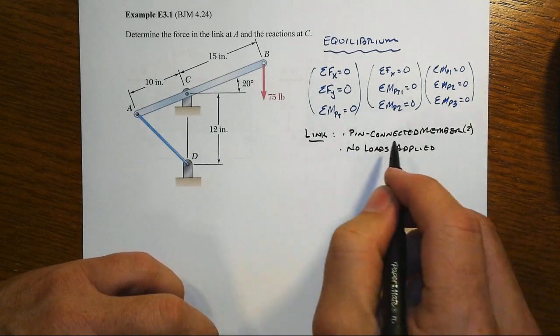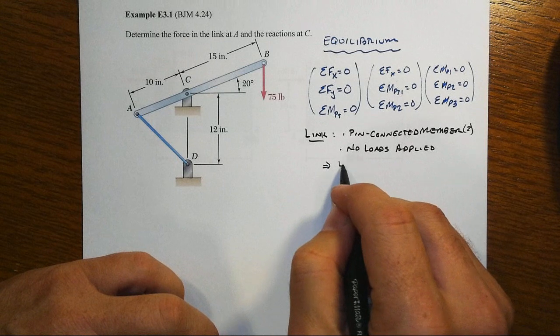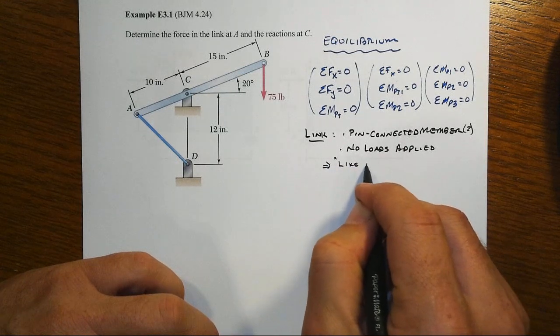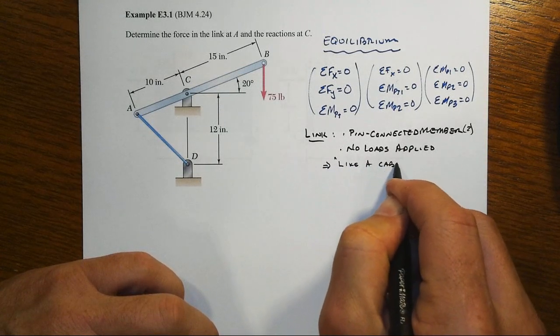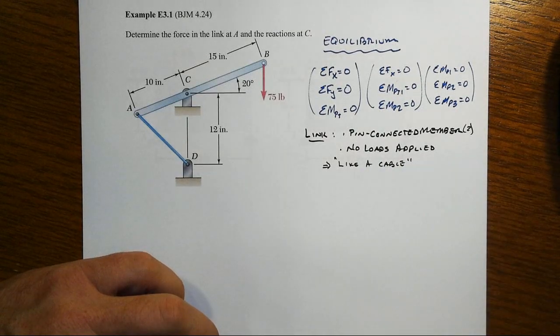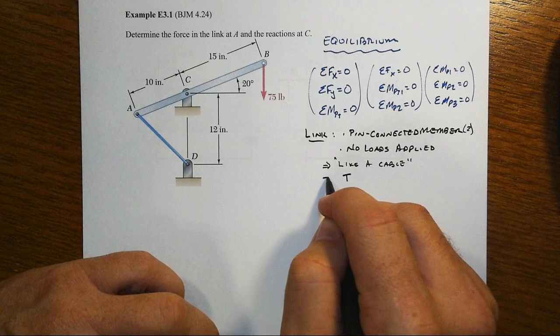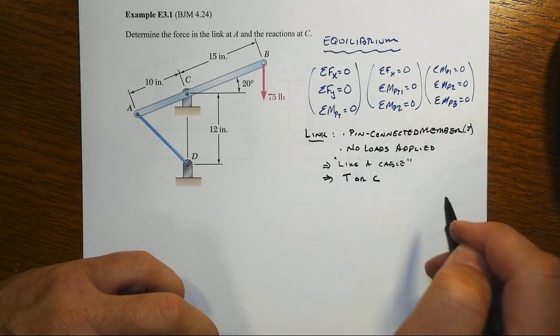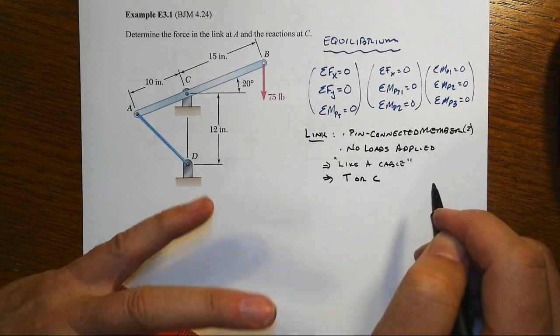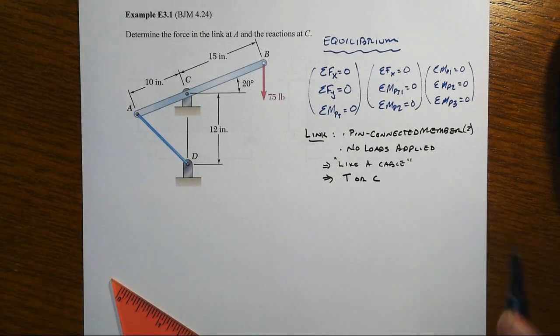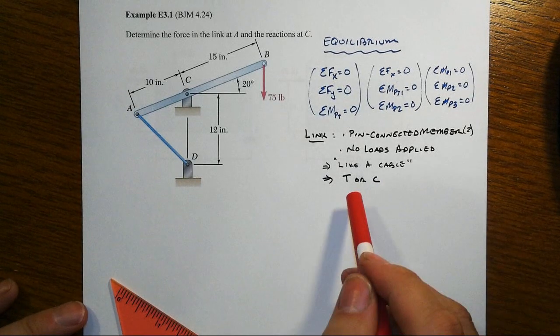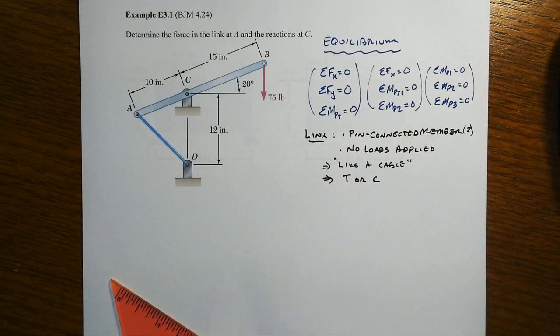So what's the consequence of a link? It says that it is like a cable, but only like a cable. A link can also be in compression. A cable can only be in tension, but we relax that for a link. It can be in tension or compression, but only that. Nothing else. No bending is going on. And we will, in the next lesson, talk about or derive why that might actually be the case.